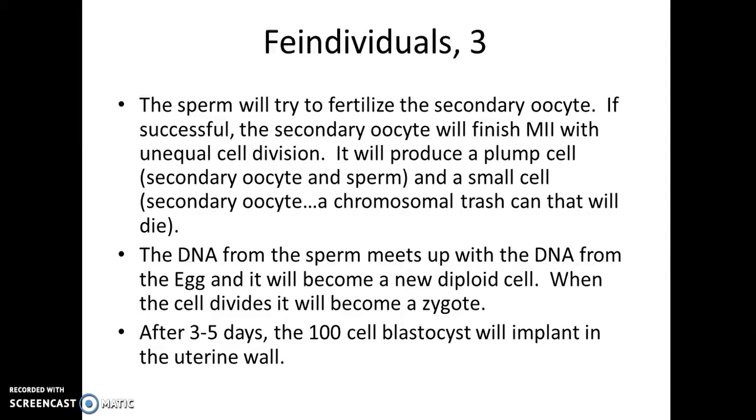So the DNA from the sperm will meet up with the DNA from the ovum, and we will now have a diploid organism, which will become the baby. It will continue down the oviduct for 3 to 5 days, and it will become a ball of cells called a blastocyst, which will implant into the uterine wall when the uterus is at its plumpiest and fluffiest, like a pillow.